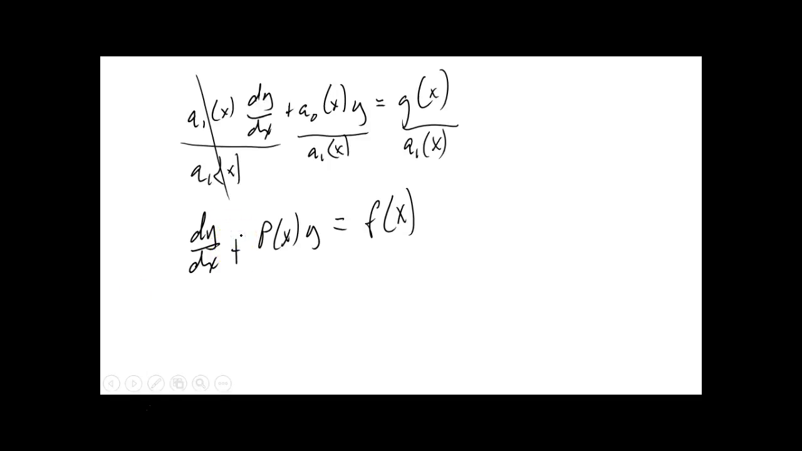That's plus, not equal. dy dx plus p of x times y is equal to f of x. That's a little simpler. Rather than having 3 functions of x, you only have 2. And you have the dy dx by itself.